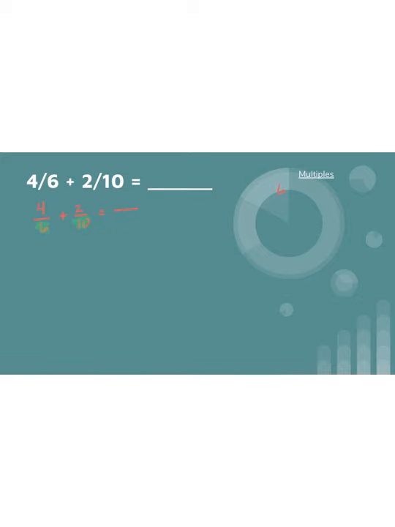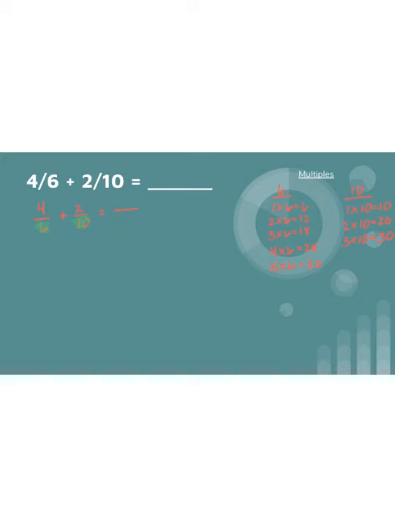So my 6s: 1 times 6 equals 6. 2 times 6 equals 12. 3 times 6 equals 18. 4 times 6 equals 24. 5 times 6 equals 30. And I know if I go up by tens, those are pretty easy, right? Because you're just counting by 10. So 1 times 10 equals 10. 2 times 10 equals 20. And then 3 times 10 equals 30.